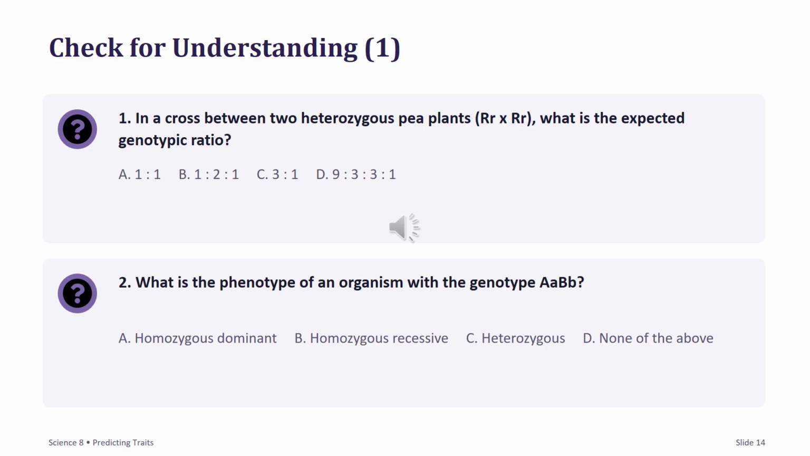Question 2. What is the phenotype of an organism with the genotype Aa Bb? Your choices are A. Homozygous dominant, B. Homozygous recessive, C. Heterozygous, or D. None of the above. Take a moment to think through each question before we continue.